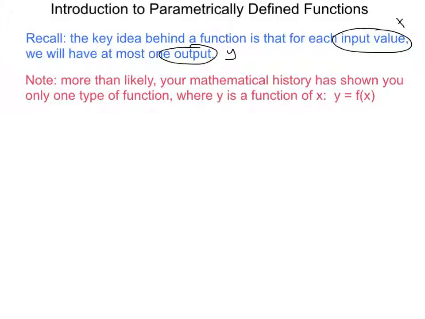Right? And so my note in red here is that more than likely your mathematical history has shown you only one type of function. And that function is where y is a function of x. And what that means is, for us, x is always our input, and y is always our output. You may be aware, when we do an inverse, if it's a one-to-one function, then now y is the input and x is the output, and ooh, cool. But the idea is x and y are always directly tied to one another, and that changes in parametrically defined functions.